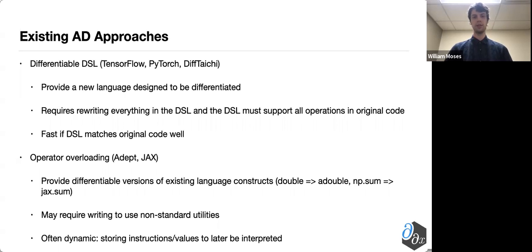More importantly, these approaches also tend to be dynamic on a performance front, meaning that for every single operation that you'd originally run, it would store in some extra map what instance that you ran, and then interpret those values in the reverse pass, which means that this can end up being quite slow.